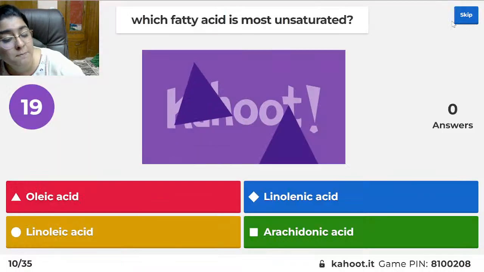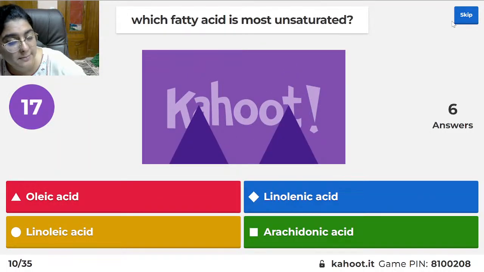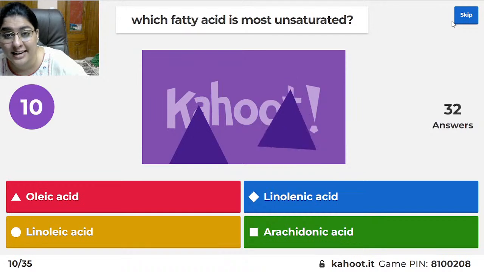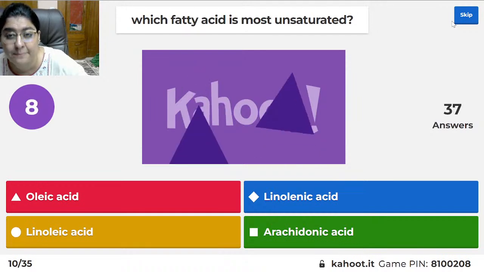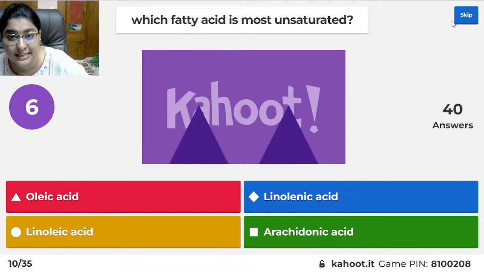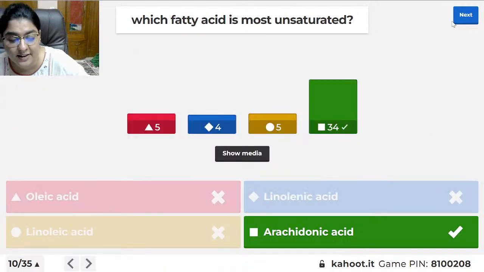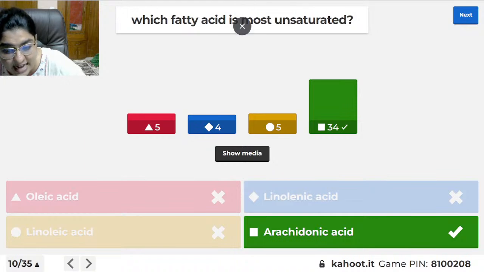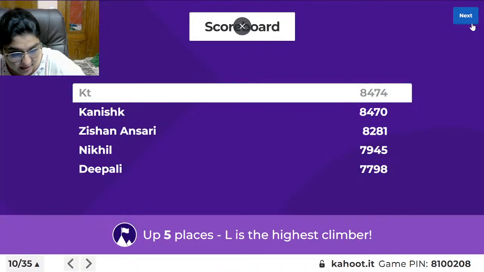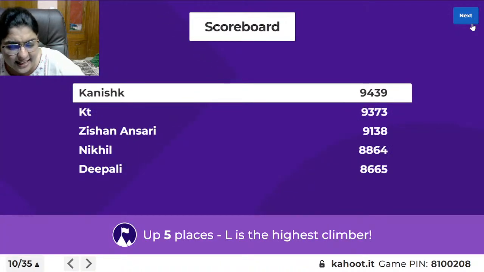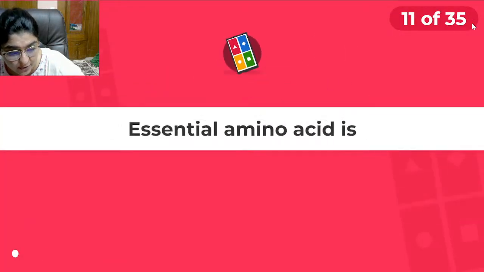Which fatty acid is most unsaturated? So we've spoken about fatty acid. It's a simple lipid. It can be saturated, it can be unsaturated. All that we have read are carbon 18 fatty acids except palmitic acid, which is 16, and arachidonic acid, which is 20. So palmitic acid is a saturated fatty acid. We're talking about an unsaturated fatty acid, a polyunsaturated fatty acid, which is none other than arachidonic acid, the C20. Very good. See, Katie and Kanishk have something going up and down now.